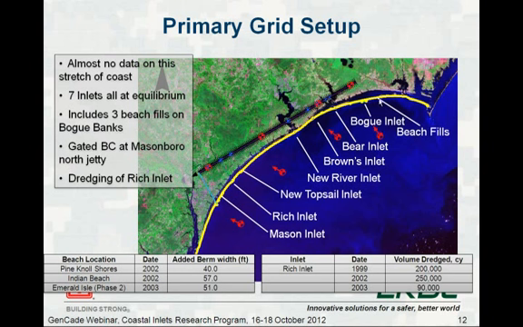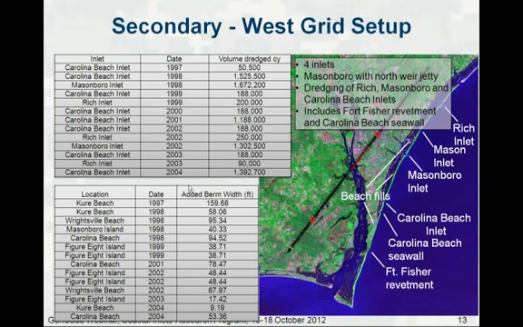Additionally, Bogue Inlet is on both of these grids, and then Rich and Masonboro are on both of these grids. If we go to our secondary west grid setup, you might notice that this one is actually a very complex case. We may only have 4 inlets, but what is happening in this area is more complex.